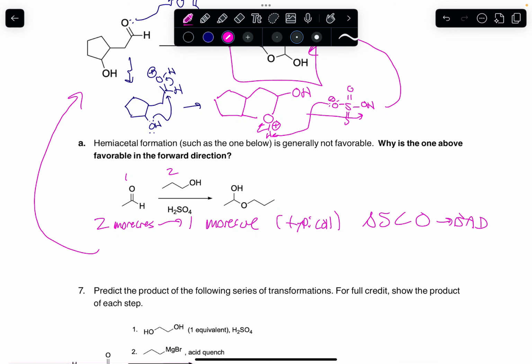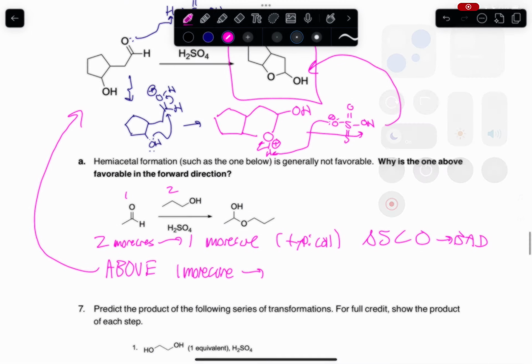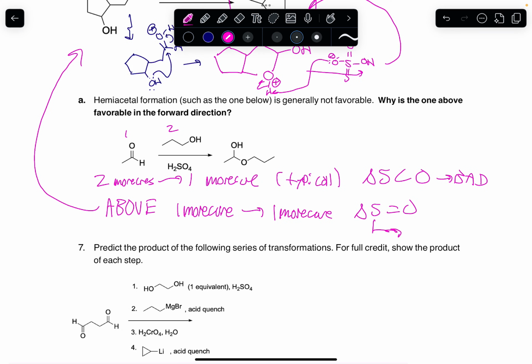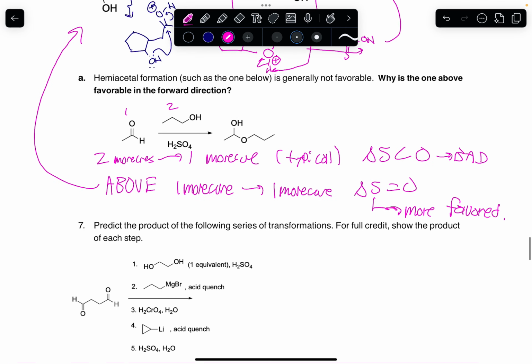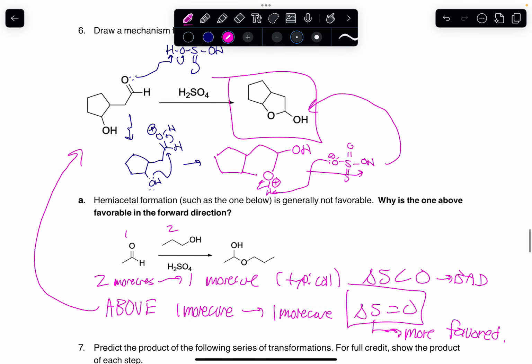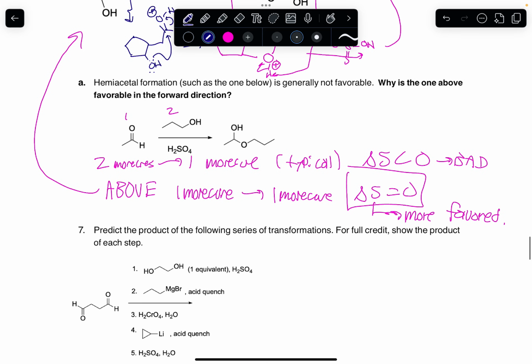In the above example, we have 1 molecule going to 1 molecule. So delta S equals 0, this is more favored. So that's actually better to do intramolecular because delta S is equal to 0. So still, this late in the game, this is a chapter 5 type question. But we still do need to understand thermodynamics to really reason through these hard problems.